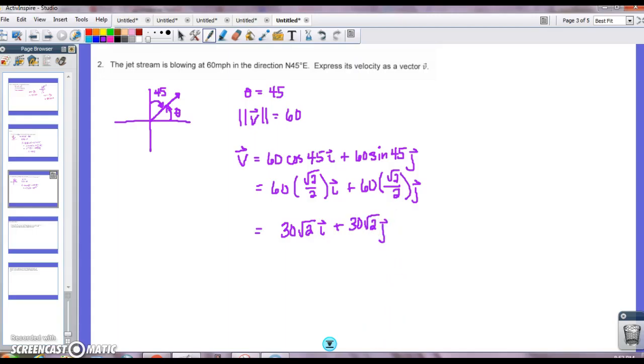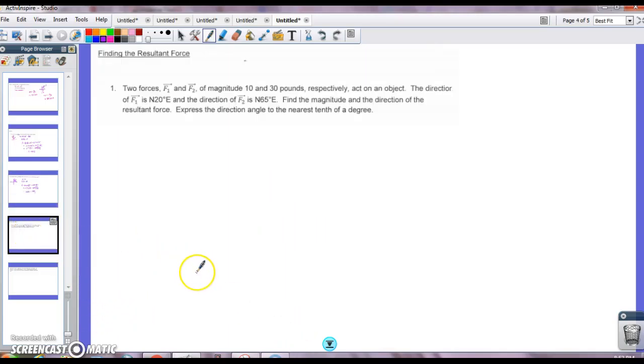Okay, so those problems are pretty straightforward. The last two problems are talking about resultant force, and we did this when we were first doing application problems with law of sines and law of cosines. But here we're going to use that whole idea of bearings, and now with this new formula that we have. So it's a different way of approaching it. Okay, so we've got two forces, F1 and F2, of magnitude 10 and 30 pounds respectively, acting on an object. The direction of F1 is north 20 degrees east.